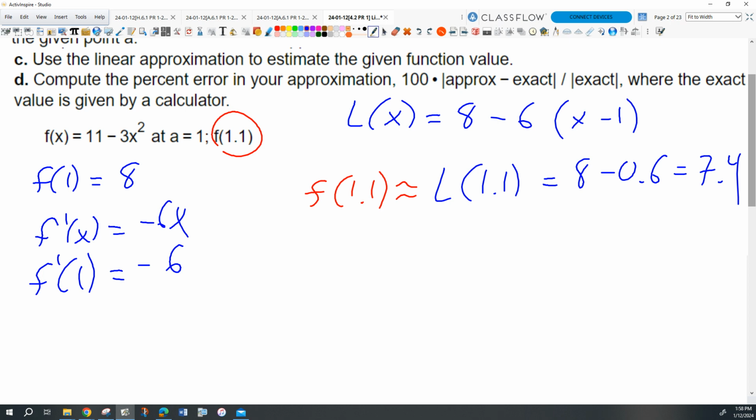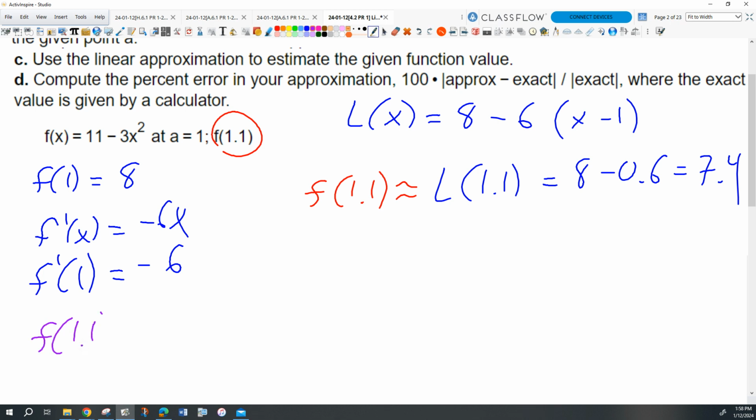Okay. So what is approximate minus exact? Well, this is kind of a goofy thing to do in a way, because we have to actually calculate what the exact value is to do this. Our approximate value was 7.4. To find the exact, we'd have to go back and actually evaluate f of x at 1.1. So what does that give us if we calculate the exact?